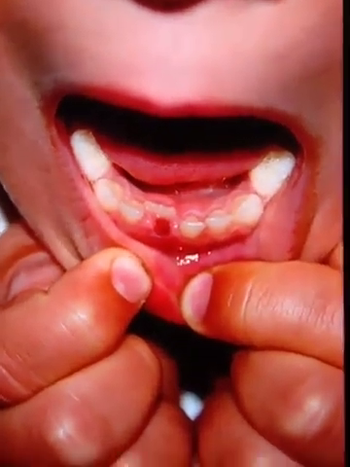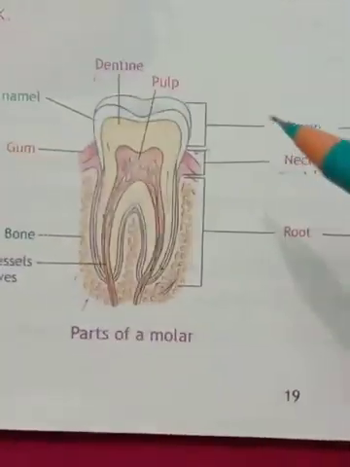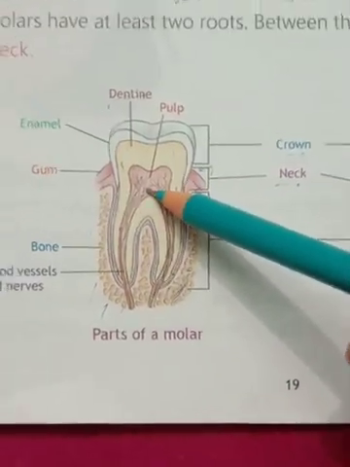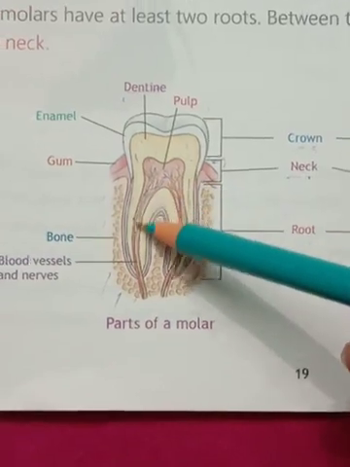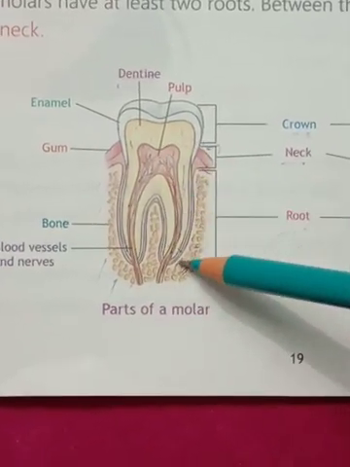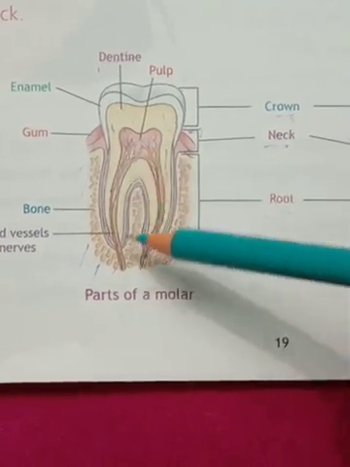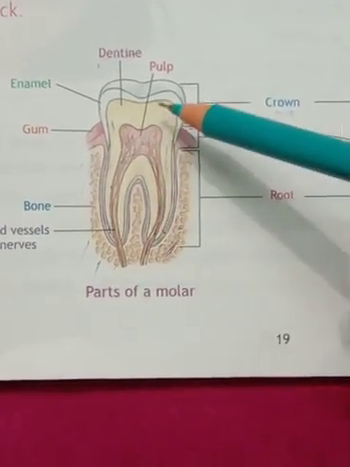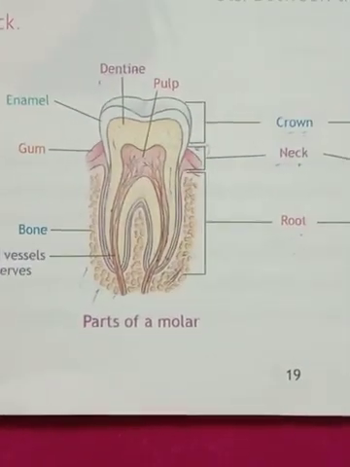So from where is the blood coming out? The blood is coming out from this pulp cavity, from this pulp, because here blood vessels and nerves are there. Blood vessels are basically the tubes which carry the blood. They provide the blood supply to the tooth. I hope you have understood.